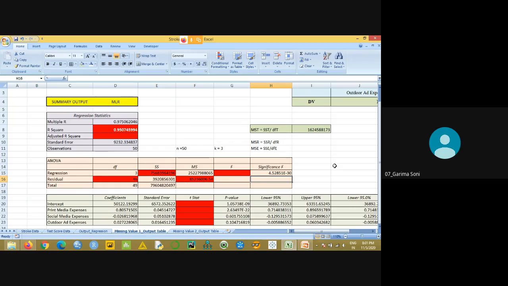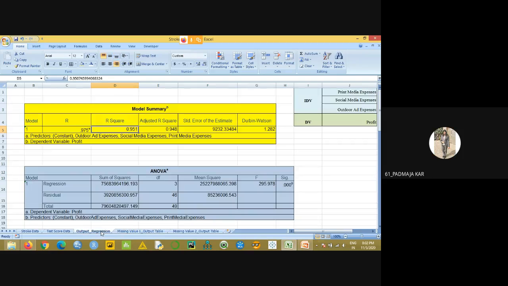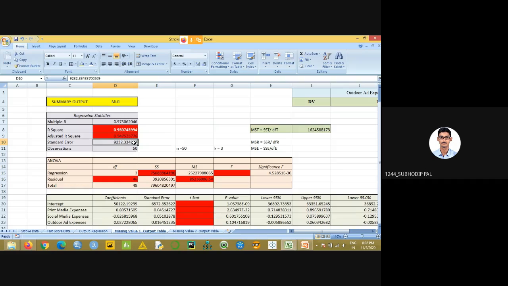Yes. Next is adjusted R-square. How do we calculate adjusted R-square? 1 minus MSE upon MST. MSC is this one and MST I have calculated here. 0.947553. Let me check with what I have taken. Yeah, this is 0.948. I'm getting 0.94755, so I can say it's almost correct.